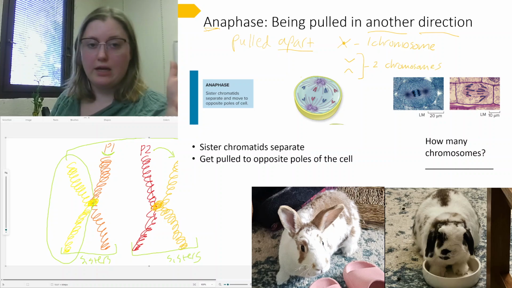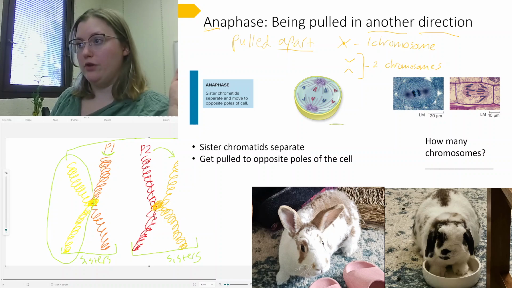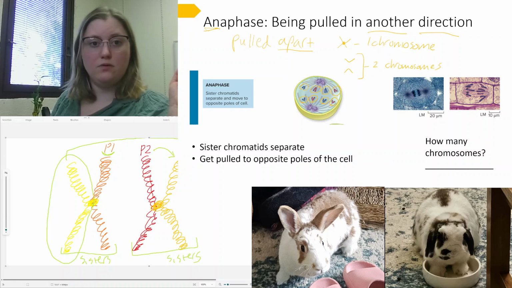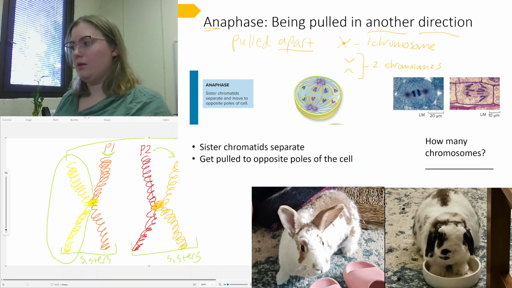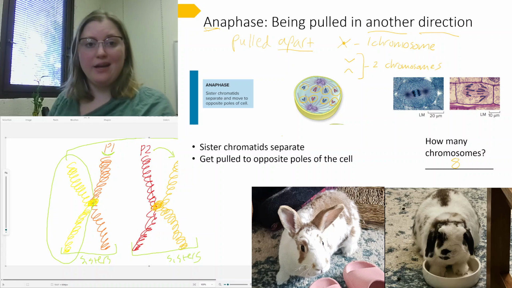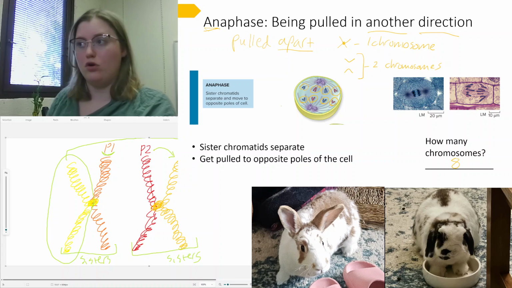Okay, so we're going to count here. There's no centromere. We have 1, 2, 3, 4. On the other side, 5, 6, 7, 8. Okay. So how many are in this stage? In anaphase, we now have 8 chromosomes in the cell.